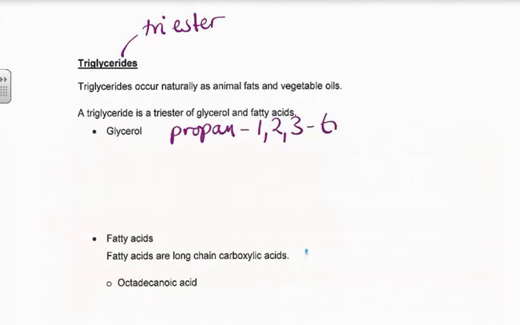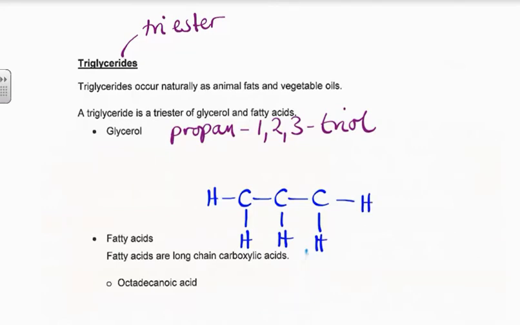So glycerol is a triol, so it has 3 carbons, and on each of the carbons there's an OH group. Let's have a look at the structure. So quite a small molecule. On each of the carbons we've got 3 OH groups, which give it a lot of hydrogen bonding, which makes it extremely viscous. So a bit like treacle, glycerol. So that's propan-1,2,3-triol.